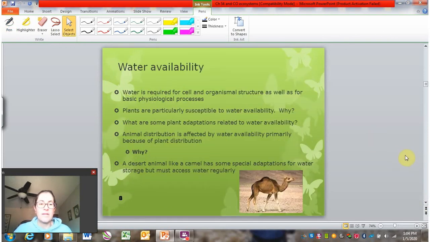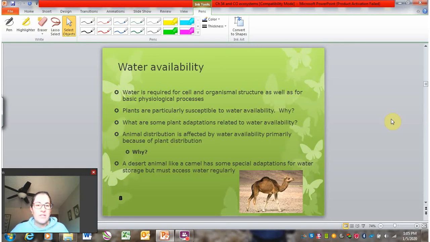So water availability is another physical feature of the environment. Water is required for fundamental cell purposes, so it fills the cell. It's giving structure not just to the cells, but also to the organism. So at the tissue level, our tissues are filled with water. And we're also using water for all of our basic physiological processes. So our organs use it to carry out organ function like digestion, for example. And our chemical reactions oftentimes directly use water and certainly need to happen in water. So this is a very specific requirement.